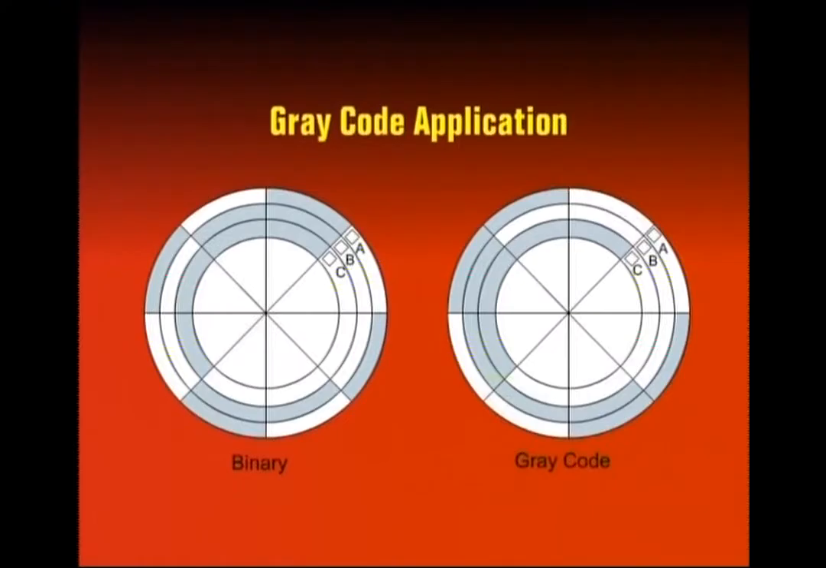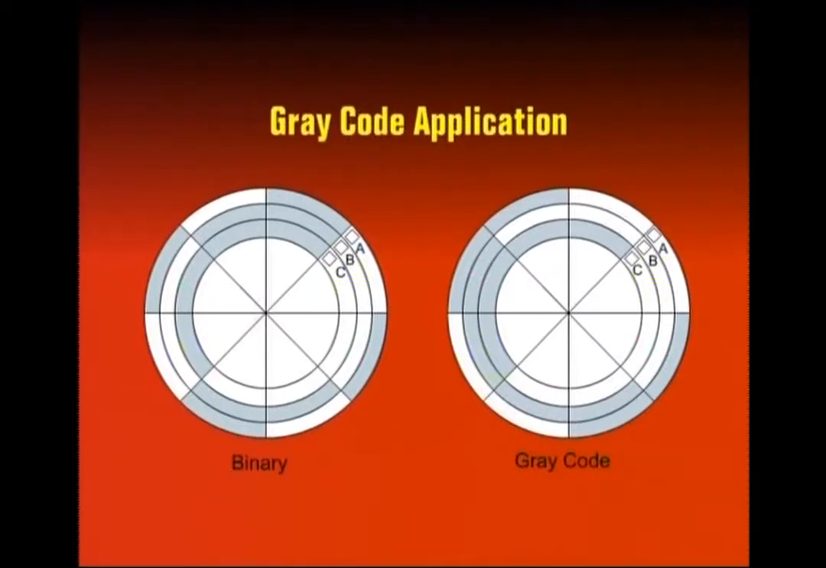Consider the disk on the left. If the disk on the left rotates in the anti-clockwise direction by 45 degrees, the brush A comes in contact with the non-conducting strip. Thus, the LED connected to brush B lights up, indicating binary 010.